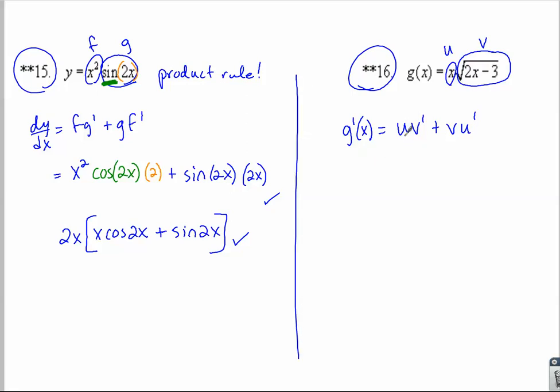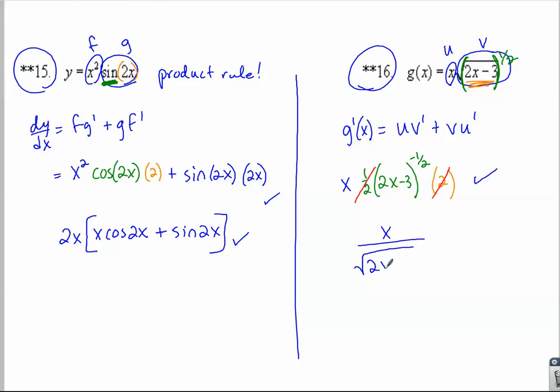So u is the first one. V prime, well, that's a composite. This is to the 1/2 instead of square root. So 1/2, inside stays the same, subtract 1 from the exponent. Then do the derivative of the inside, 2. Then simplify because we have a derivative, but we can make it simpler, such as 1/2 times 2, and negative exponents, put it back in the denominator.